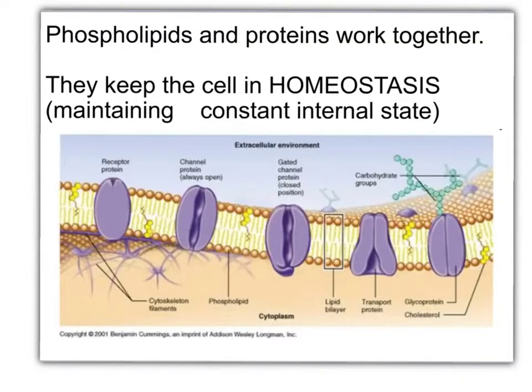All right, so those phospholipids, remember this is the main part of your cell membrane, and the proteins work together to help keep the cells in something called homeostasis. Make sure you have that in your notes. Homeo meaning same, stasis meaning state. So your cells need to maintain a constant internal state in order to function properly.